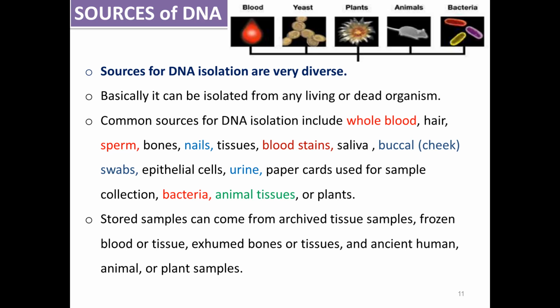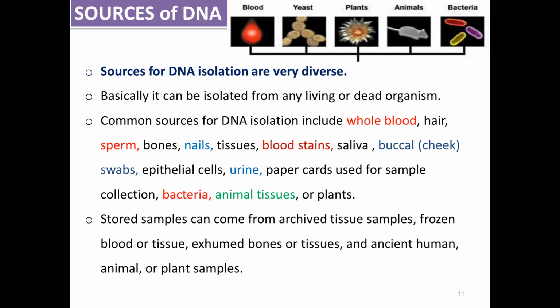or a cheek swab, epithelial cells, urine, and paper cards. On a paper card, we have different spots, or a person puts his hand on it. There is also some pigment used for sample collection, bacteria, animal tissue, or plants. So these are the sources from where we can isolate DNA for analysis.